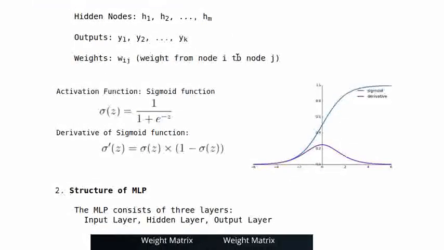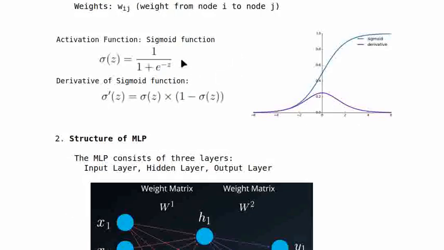And we'll use an activation function, which is a sigmoid function given by this formula, 1/(1+e^(-c)), sigma(c). Okay. So this is the sigmoid function. And the derivative of the sigmoid function is given by sigma(c) times (1 minus sigma(c)), shown in this curve.